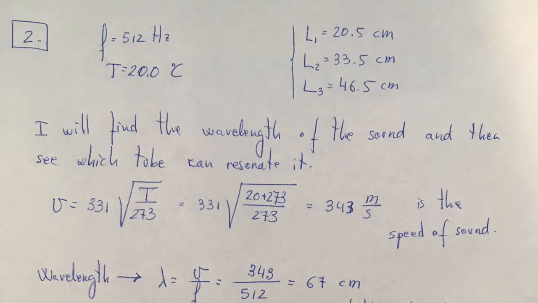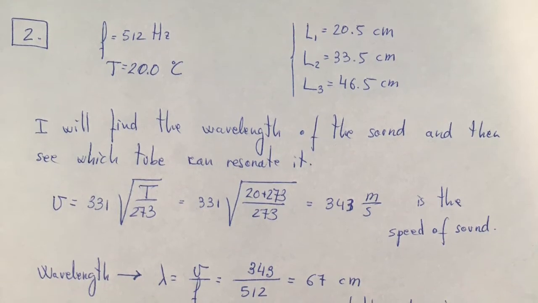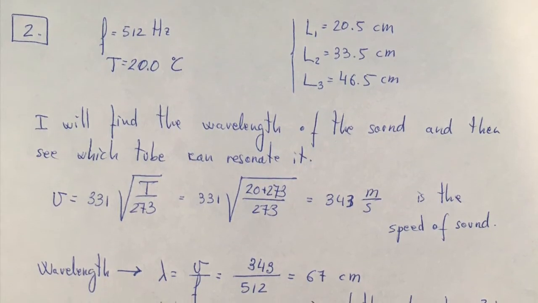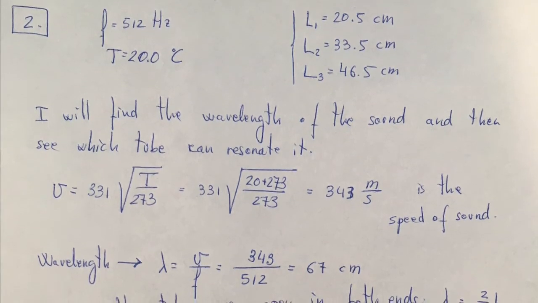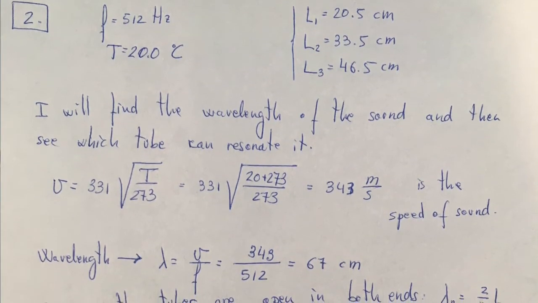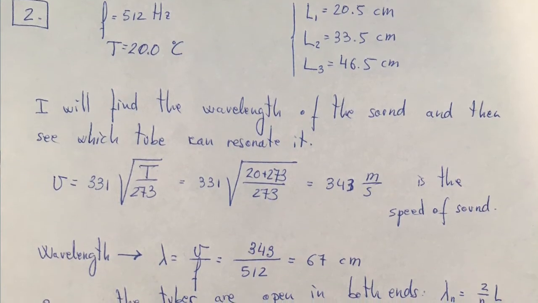So from there, I can calculate the wavelength, which is just the velocity over the frequency. So 343 over 512, which is 67 centimeters. So that's the wavelength of the sound that I just heard.